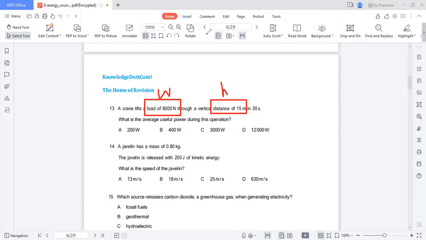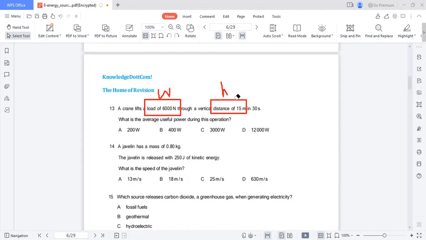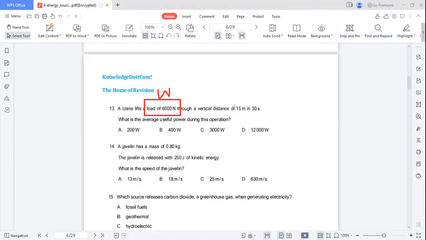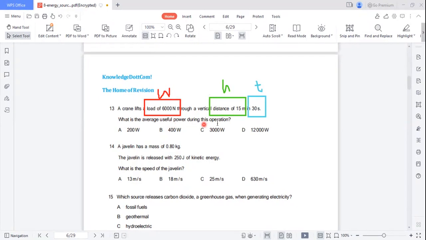And there is a second in... through a vertical height of 15... oh sorry, I made a mistake. It is actually the time. Through a vertical distance of 15 meters, this is height. I'm a little confused. And this is time, in 30 seconds. 30 seconds is time. What is the average useful power during the operation?